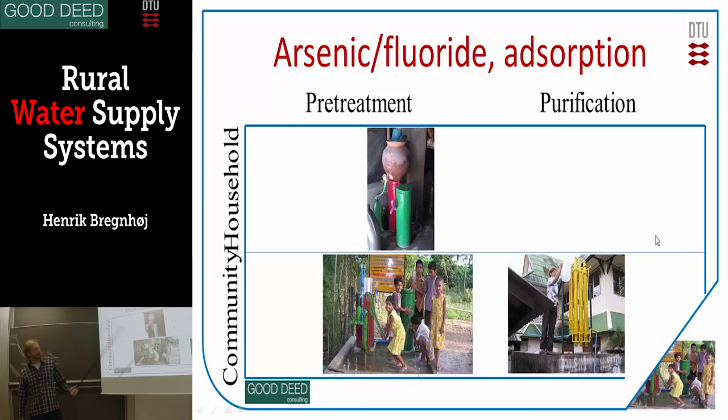So both these designs were developed by students from DTU in our project in West Bengal. This is another DTU student, Jane, who went to Thailand together with Augusta, who's sitting here, looking at fluoride some time ago. And this is a fluoride filter with bone char, animal bones, that is supplying water for a temple in Thailand.